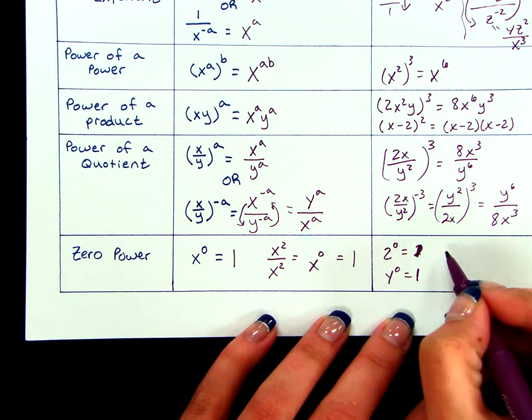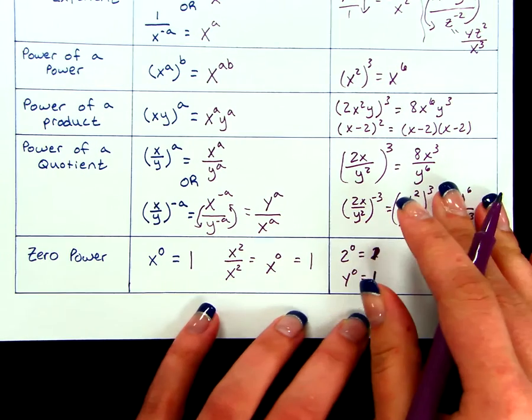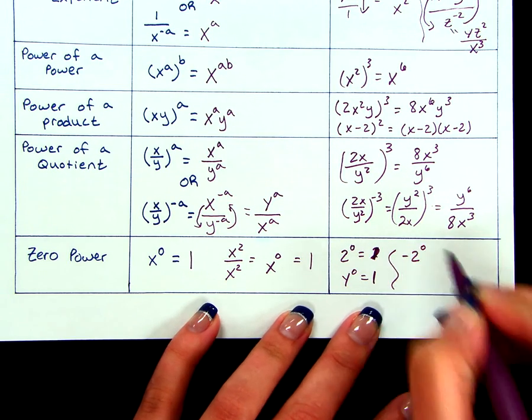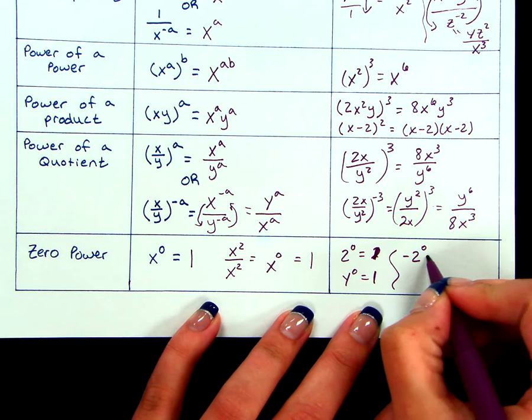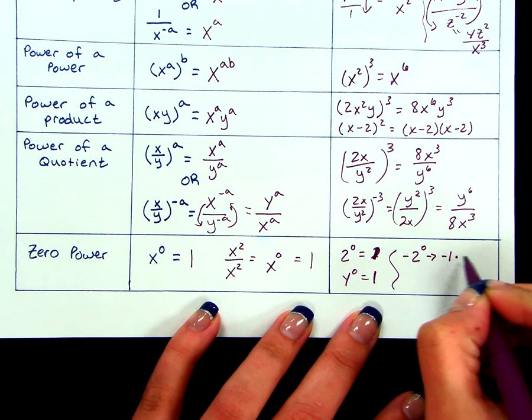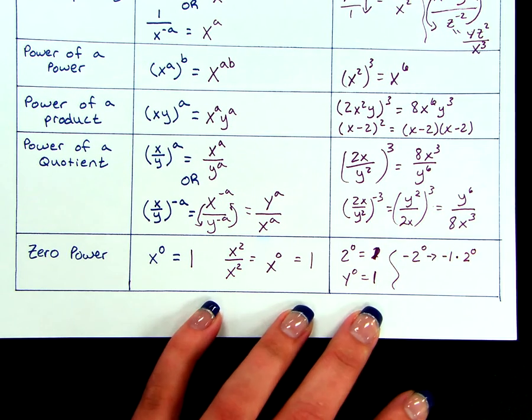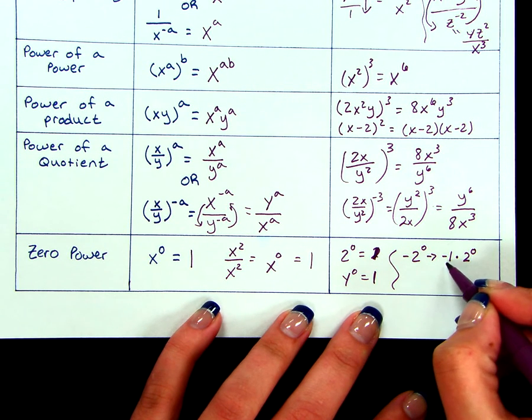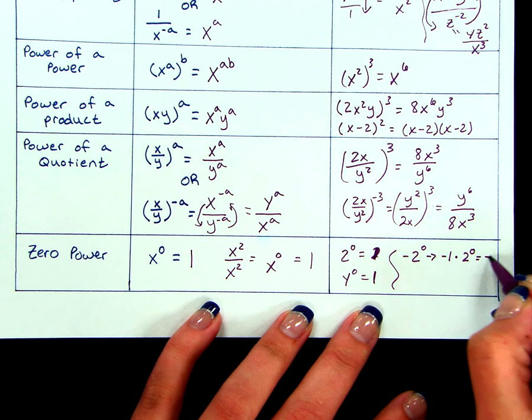The only thing that you have to be careful of are the signs. So if we had negative 2 to the 0 power, this really means negative 1 times 2 to the 0. So we have to follow the order of operations. So 2 to the 0 is 1. Then we would multiply it by our negative 1. So this would simplify to be negative 1.